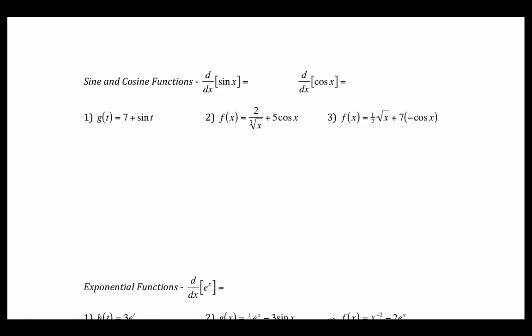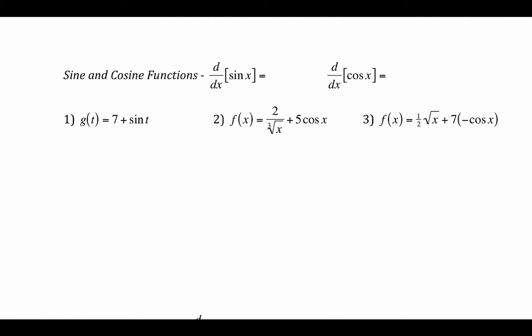Alrighty, keep going with derivatives, we're going to talk about the derivatives of sine and cosine functions. So, the derivative of a sine function. The derivative of sine of x is the cosine of x. It's as simple as that. We just replace the sine of x with the cosine of x.